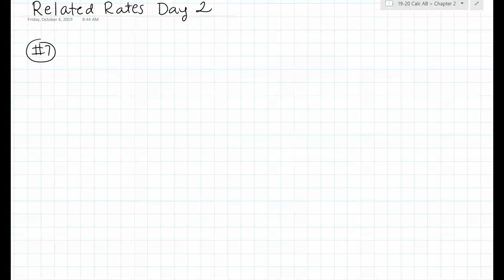We're gonna start with number 7. Okay, this is the one we left off with. So we did 1 through 6 last time. So we're gonna go through 7, 8, 9 today. So again, drawing pictures here.